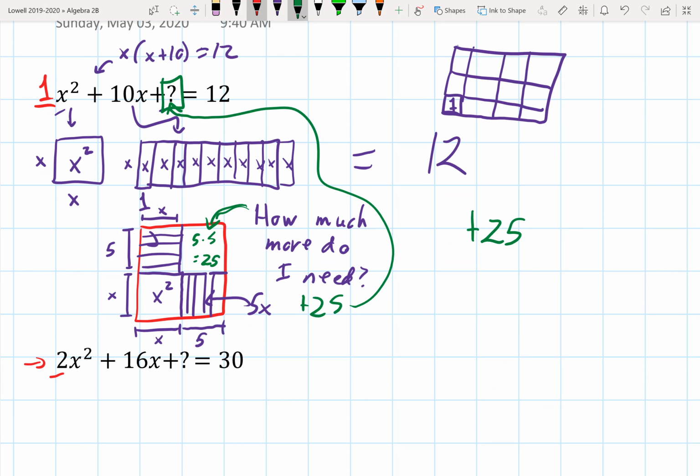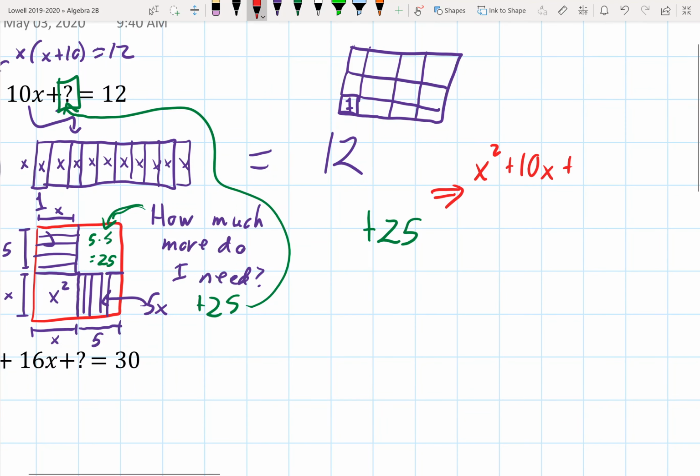So let's write the new result here. This then leads us to say that I have x squared plus 10x plus 25 equals now 37. Now I'm going to actually write this 25 in green so I know that it was the new thing. Okay, and I'm also going to draw my square here again, but I am going to abbreviate the square a little bit to help us factor it, just so we can see why this works.